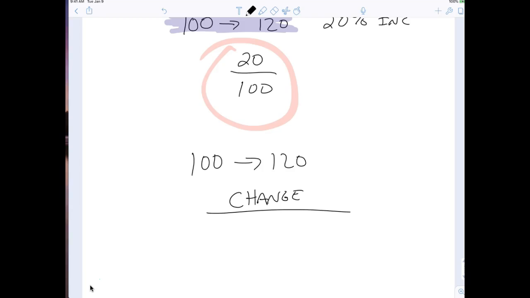I want everybody to write that down. It's the change divided by the original amount. Now listen, don't be lazy right now. You're learning a formula. Don't be lazy. Write out change divided by the original amount. Now, is 120 the original? No, it's where you start. That's what we mean by the original.